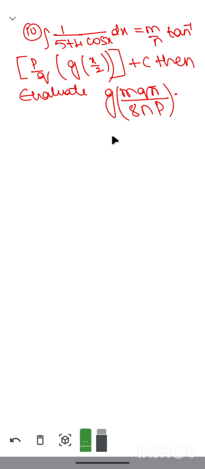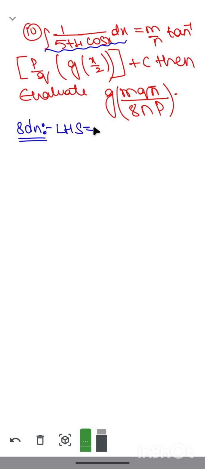Now to find the solution of the given problem, let me consider LHS. What is LHS given here? We need to understand well that when you find the integration of this LHS, your answer must be in this form. Once you get the answer, you can identify the value of m, n, p, q and g of x as well. Accordingly, you can find all these values and finally the value of g of m q pi divided by 8 and p. Now to find such an answer, I am considering LHS.